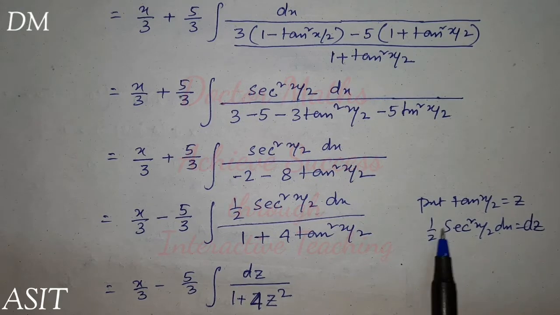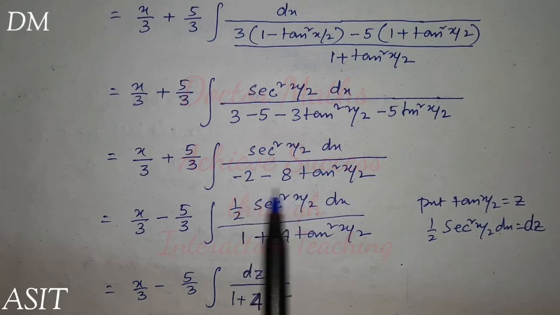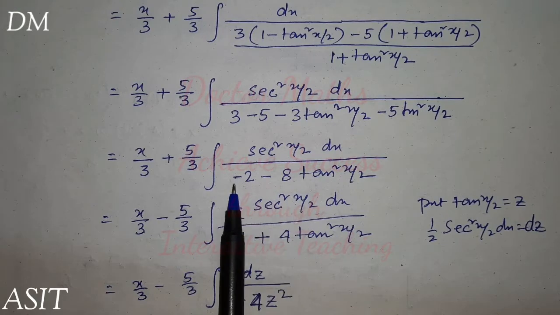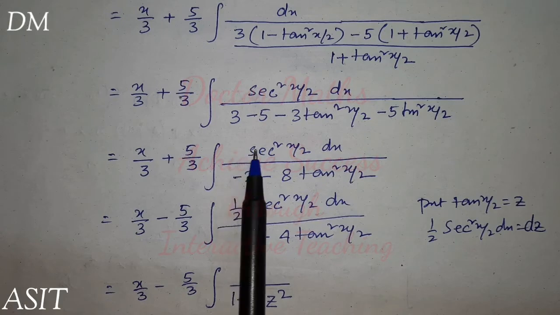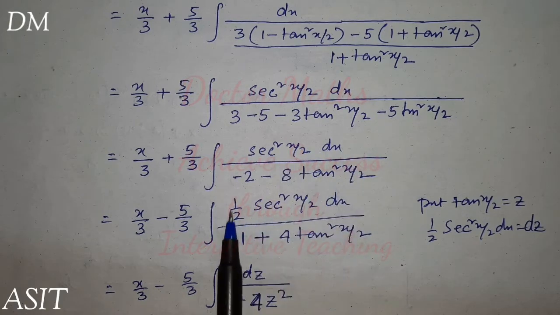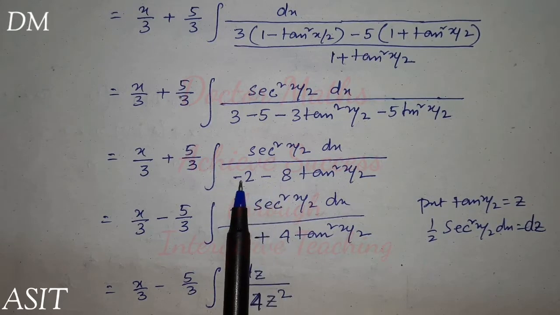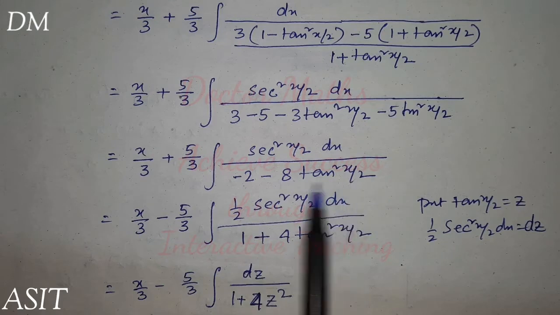So there is a 1/2 we need, so that 1/2 I will adjust from the denominator. In the denominator we can take common 2. So this 2 will go in the numerator and will become 1/2 sec square x/2. I have taken common minus also, so this minus is outside. So minus 5/3, it will make the coefficient negative. So it will be 1 plus 4 tan square x/2.